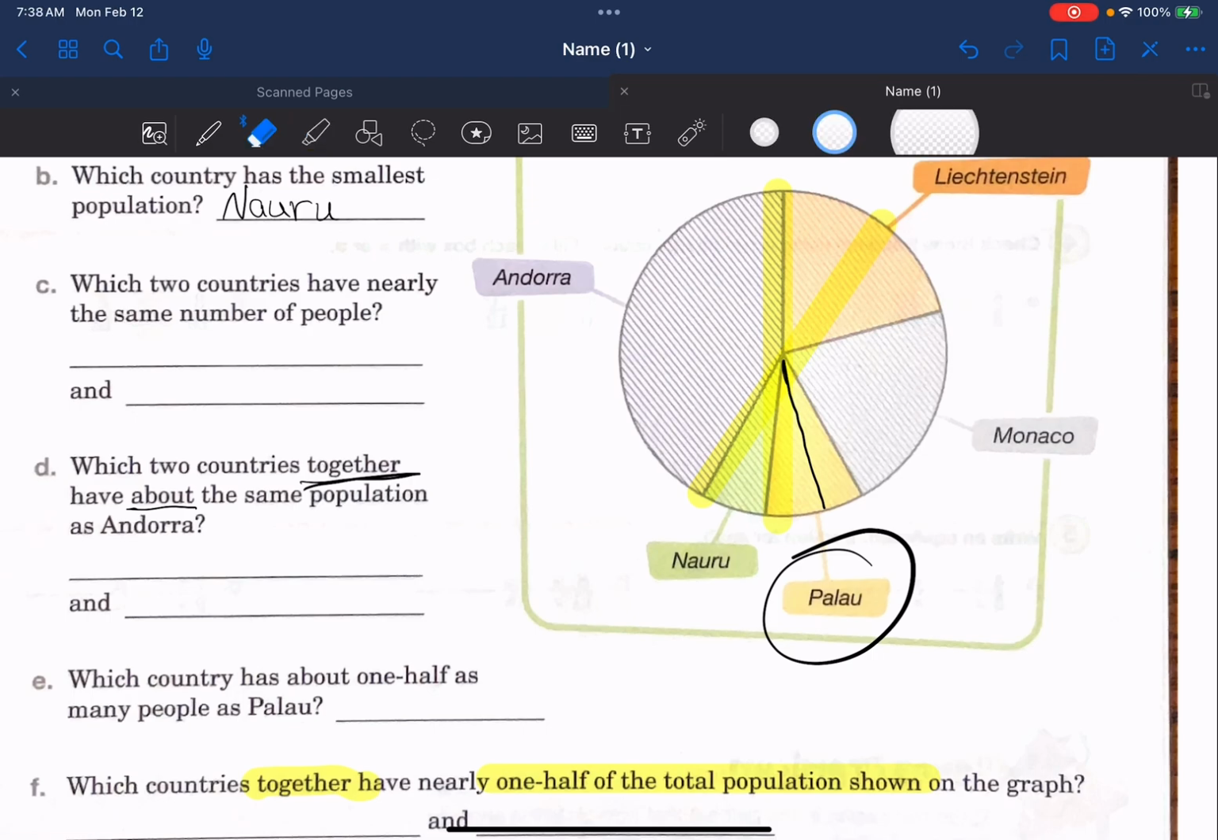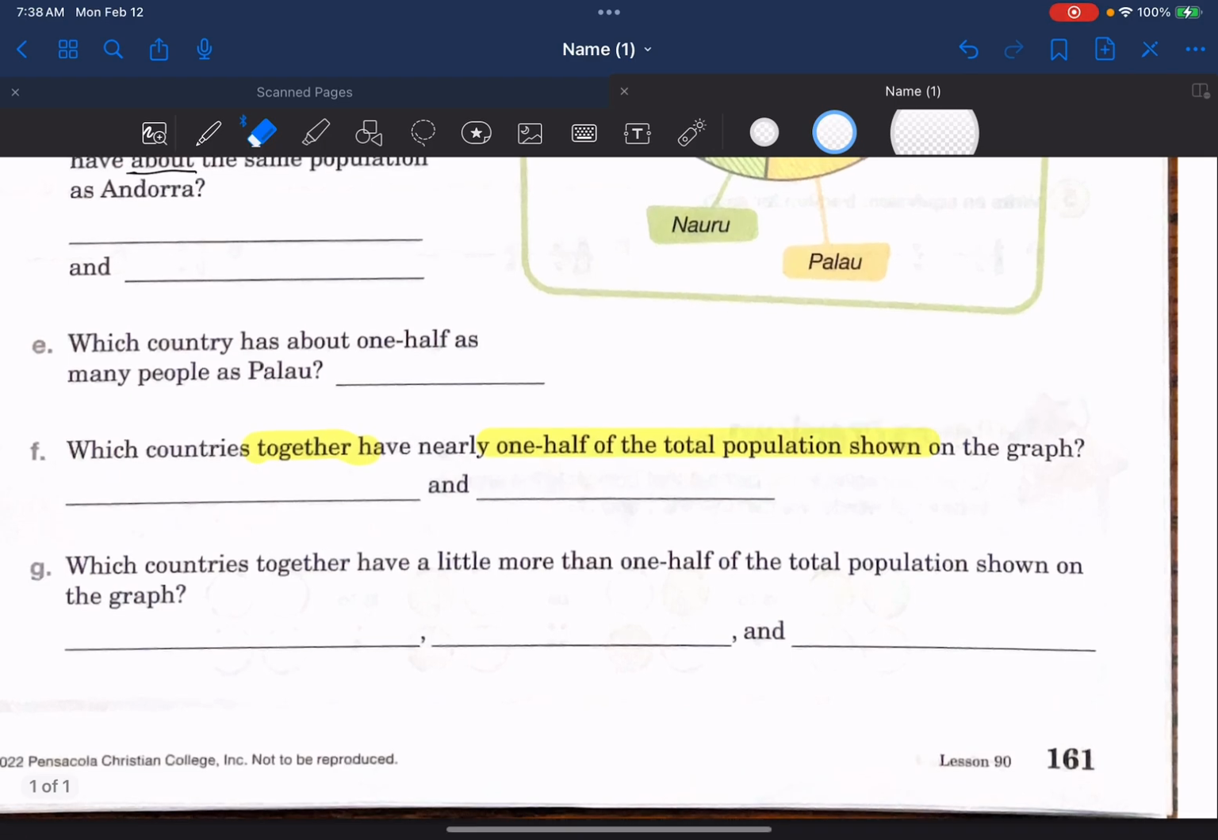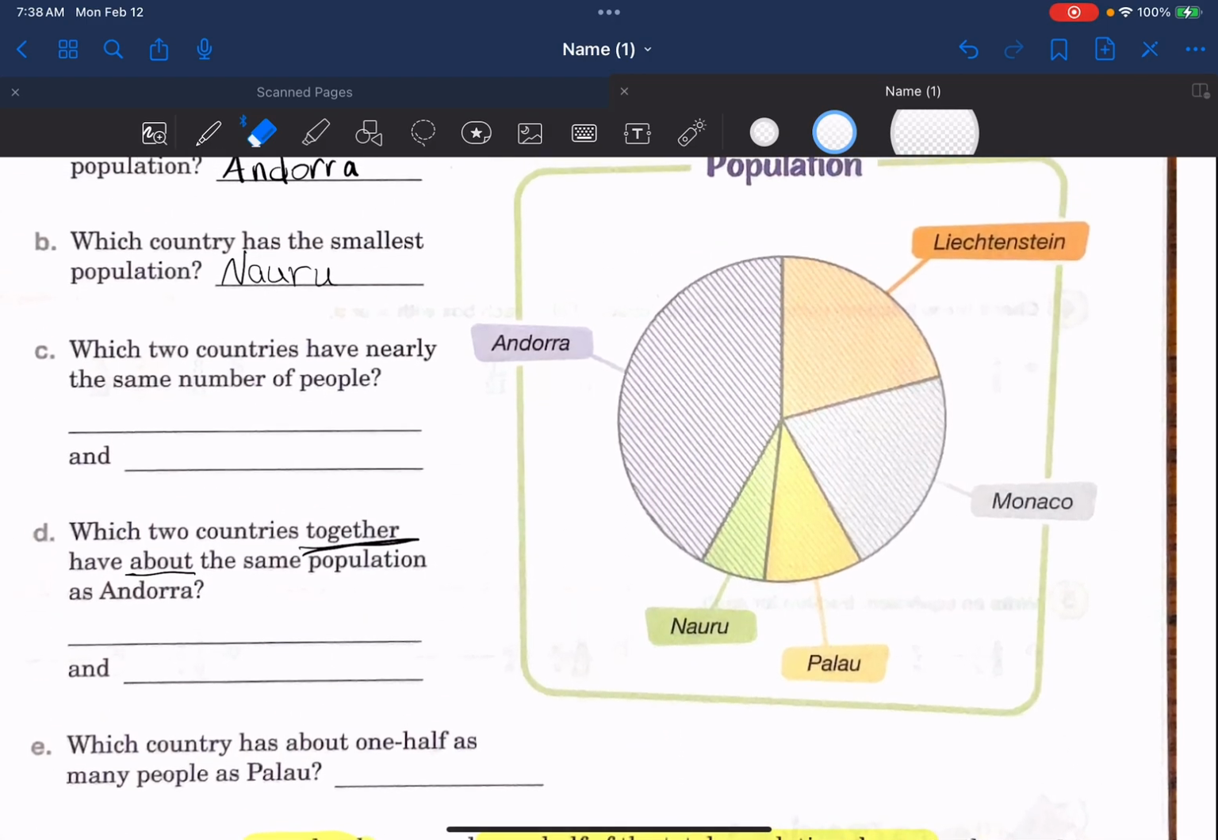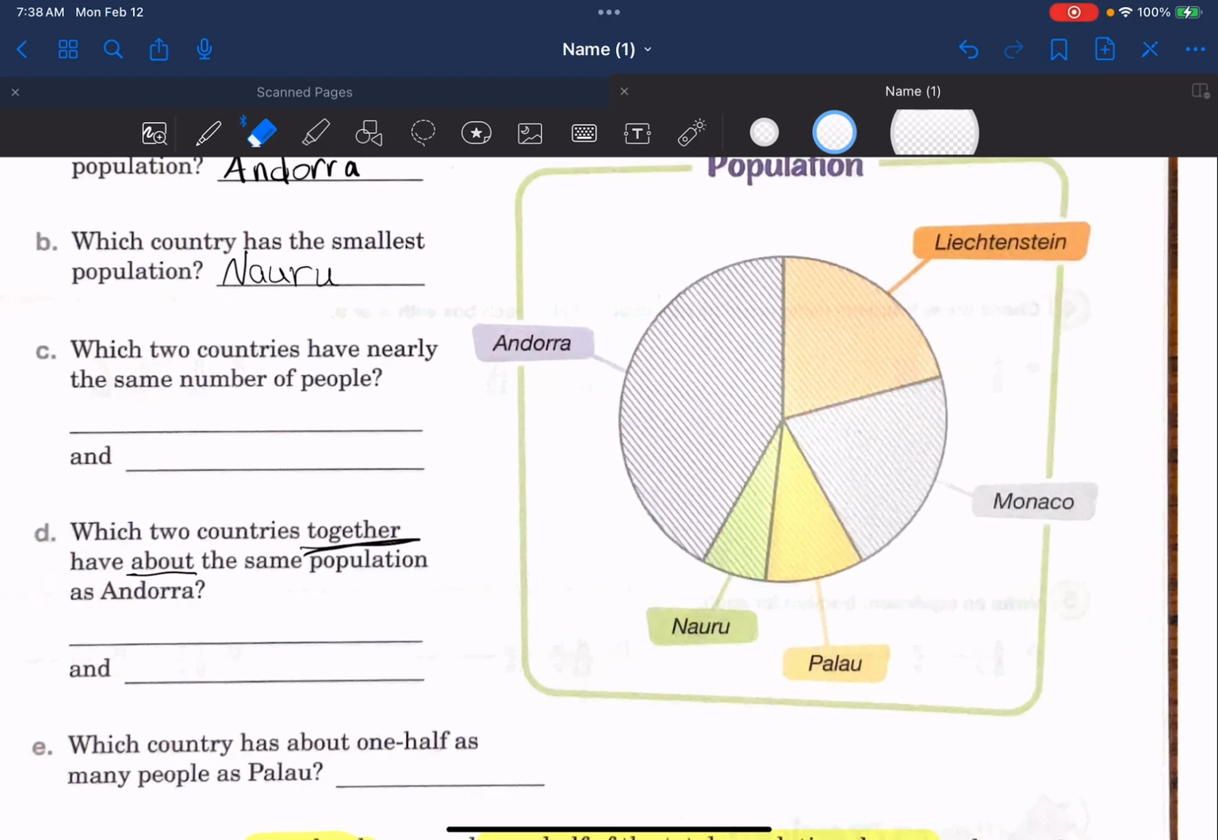Okay, and then finally the last question says, which countries together have a little more than 1/2 of the total population shown on the graph? Which countries together have a little more than half? Okay, so we just said that this one and this one almost made a half by using the line right here. And so which ones go a little bit more than half? Well, it would be these three here, the three that we didn't use on the last question.